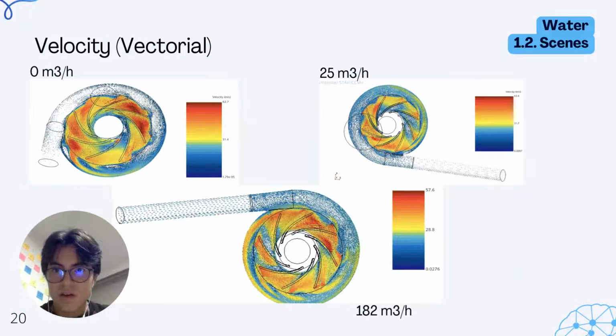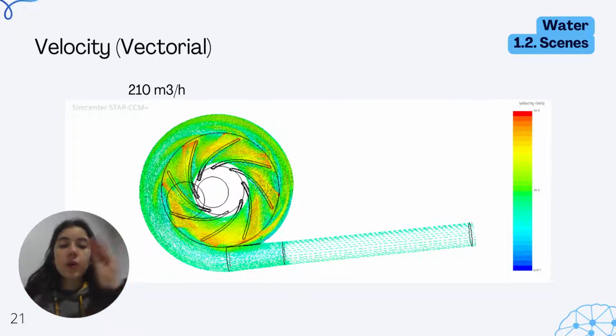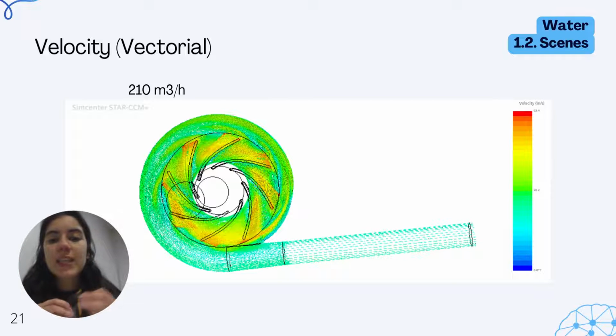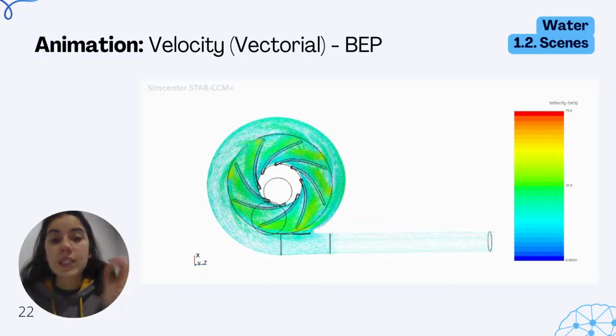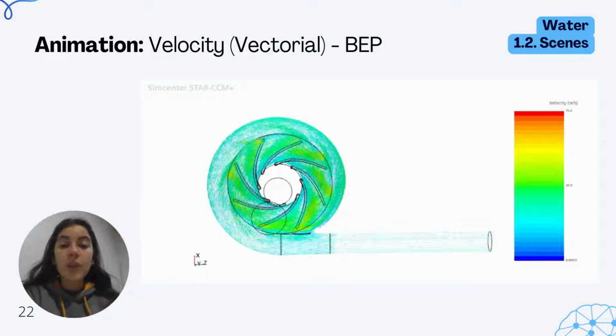Now we have the results of the vectorial velocity in every volumetric flow. For the vectorial velocity for the volumetric flow of 210, we can see that it's in a range in the middle. So we can say that it is a really good volumetric flow, going in the direction it should, and it's happening in a really good state. It doesn't really cavitate.